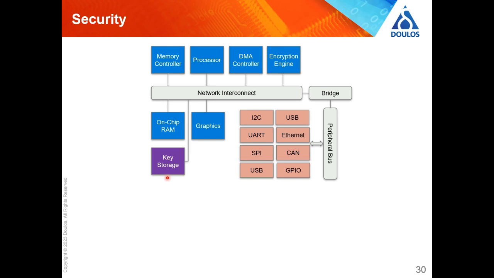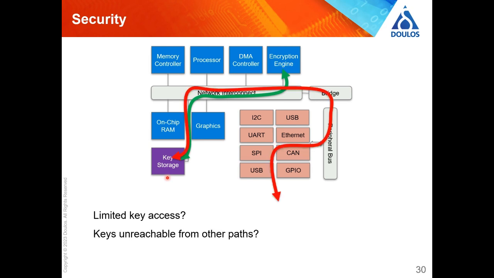to the key storage. So for example, we can prove that the encryption engine only can access this and not something like one of the I/O devices like your USB, or maybe even your microprocessor shouldn't have access to this, or some sort of DMA controller.